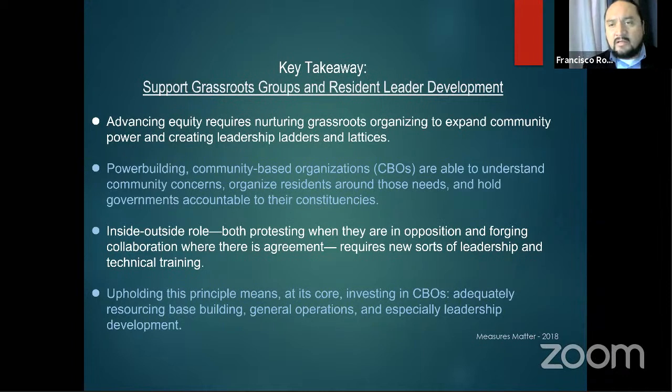And lastly, I'll end by saying that these are some of the things drawn and uplifted from the Measures Matter document. It really, in essence, talks about the importance of supporting grassroots development. What this means at its core is investing in community-based organizations, adequately resourcing those base-building organizations, but also allowing for general operation costs, and especially the leadership development piece, because we believe the movement is led by the people. So we have to have people at the table. And the way you do that is by creating these types of spaces, as mentioned in this presentation today.